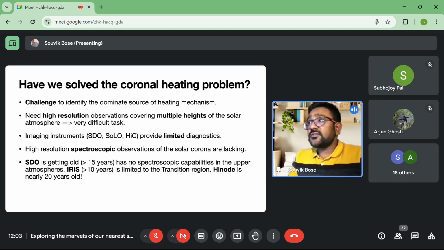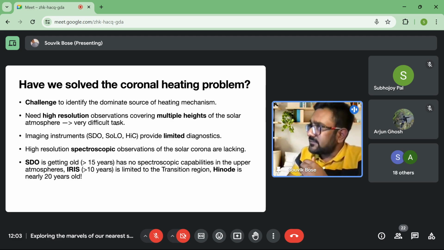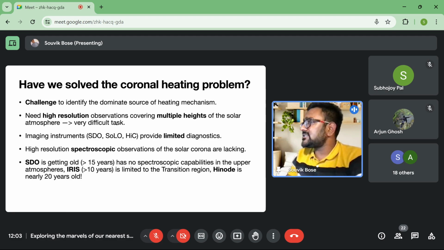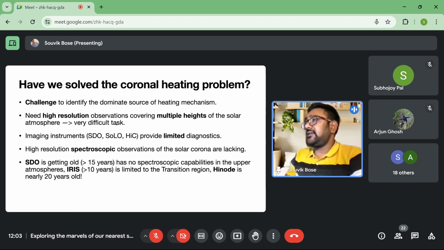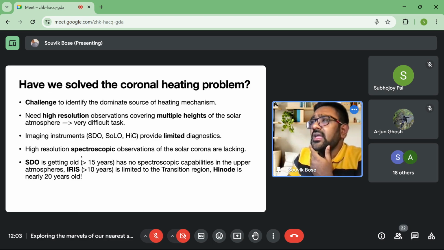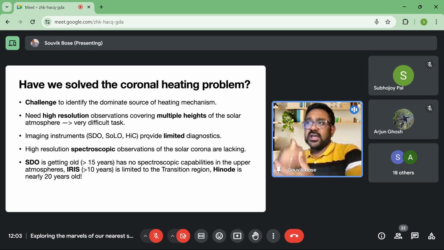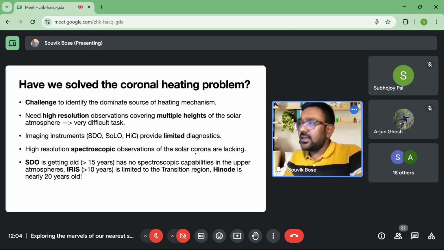We need higher resolution observations covering multiple heights, because you know that this is coupled all the way from the photosphere up into the corona, and that can be a very difficult task because different telescopes have different restrictions. They often cannot observe the same target, and you need to be lucky, and also you need to have instruments that can do this at very high resolution. The imaging instruments that you saw provide limited diagnostics because they are just images. You cannot derive spectroscopic properties, you cannot derive the temperature, the densities, or the Doppler velocities associated with that. So we need spectroscopic observations of the corona, which are very limited, and high resolution spectroscopic observations are lacking. They don't exist.